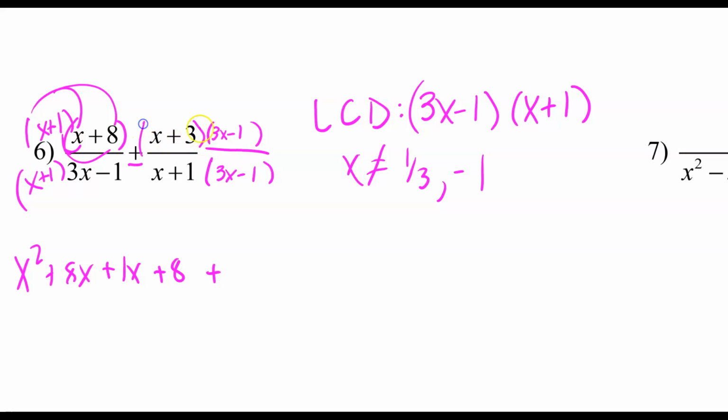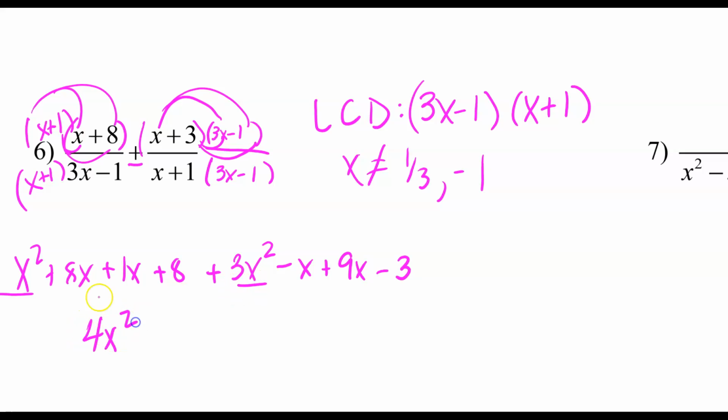And then I'm going to do the same thing over here. First, outside, inside, last. 3x squared minus x plus 9x minus 3. Now I combine my like terms. 4x squared. 8 and 1 is 9, plus 9 is 18, minus 1 is 17. And then 8 minus 3 is positive 5.